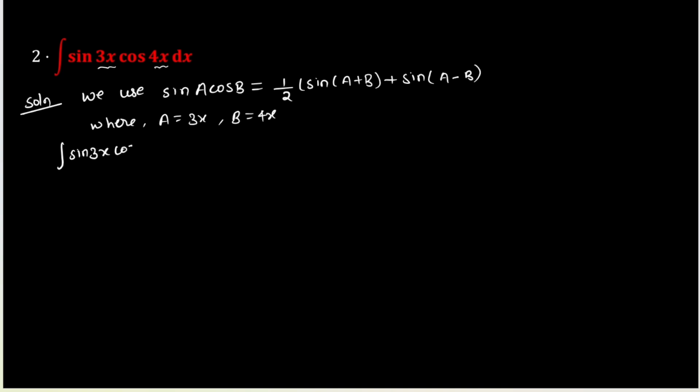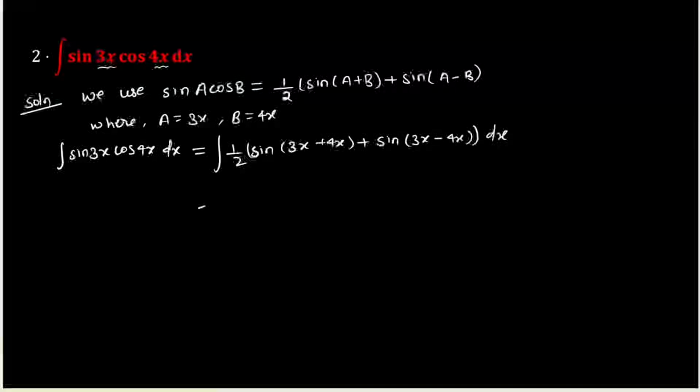So by this formula we can write this integral, sin 3x cos 4x dx, as 1 by 2 times the integral of (sin(3x plus 4x) plus sin(3x minus 4x)) dx. Since 1 by 2 is a constant, it comes out of the integral, and we solve sin 7x plus sin(minus x) dx.